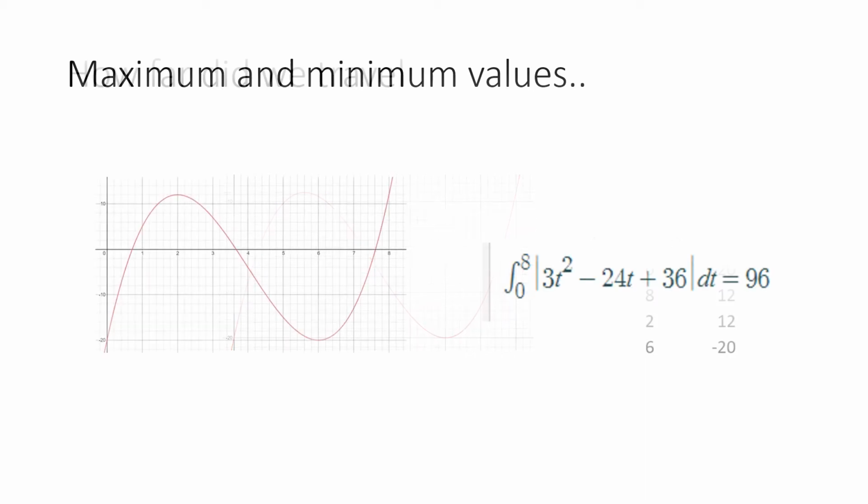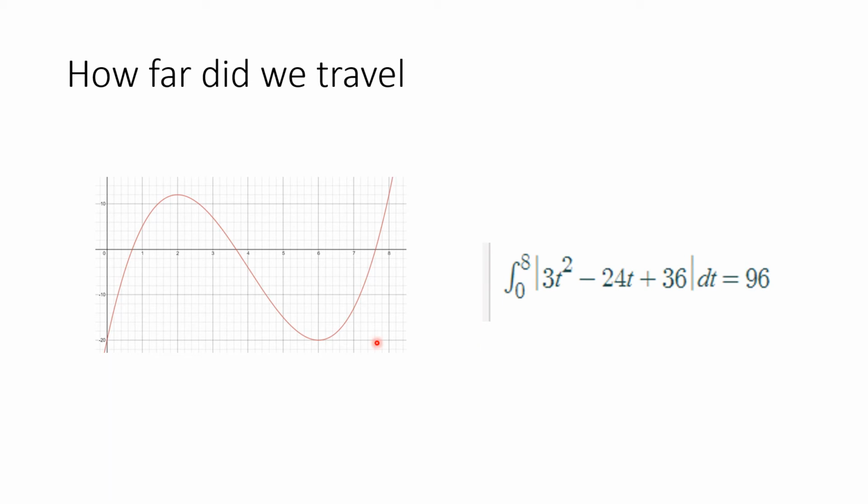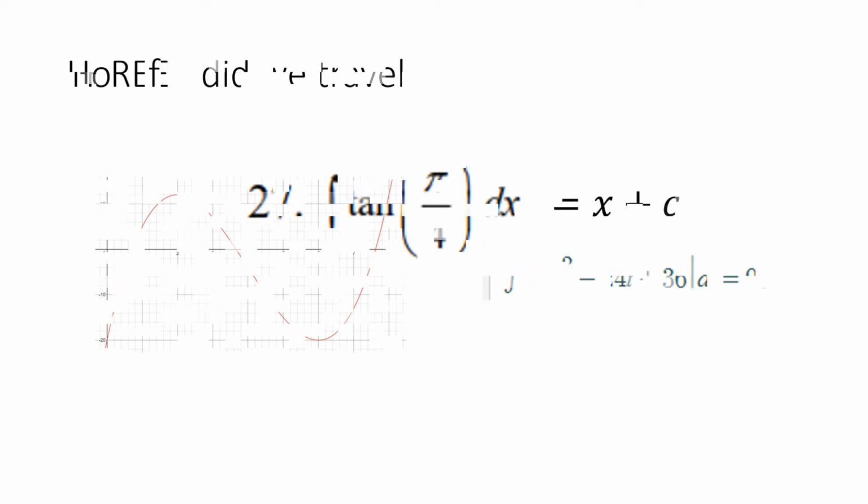I also asked, how far did you travel? Well, you went from minus 20 to 12, and then you went back down again, and then you went back up again. So one way to consider this is that you did 3 times 32, or 96. The other thing you could have done was integrate from 0 to 8 the absolute value of the velocity to get 96.